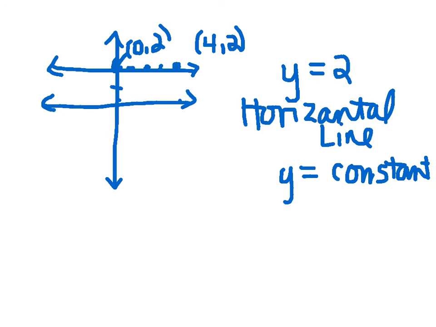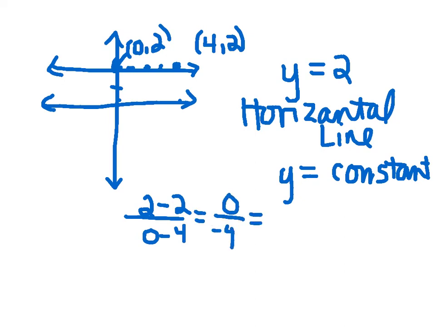Now, if I use my slope formula, I know that y minus y over x minus x will give me my slope, and this gives me 0 over negative 4, or 0. And you will also find in a horizontal line the slope is equal to 0.